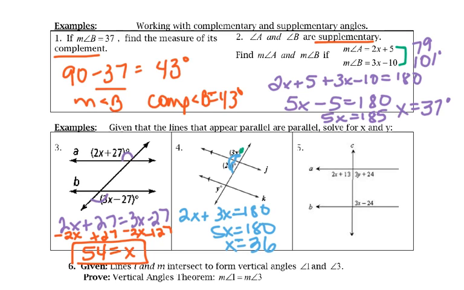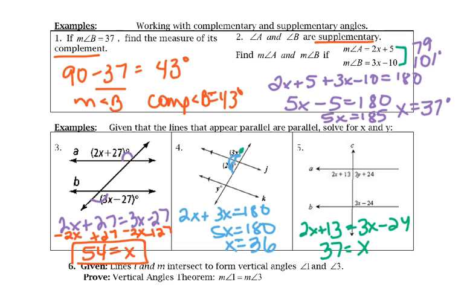Okay, for number 5, you look at this one, and we have to just focus on one variable. So these two right here have x's, and they're alternate interior angles. So what I'm going to do is I'm going to set up an equation for that. So 2x plus 13 equals 3x minus 24 because I know that they're equal to each other because they're alternate interior angles. I'm going to subtract 2x from both sides, and I'm going to add 24. So I'm going to have 37 is equal to x.